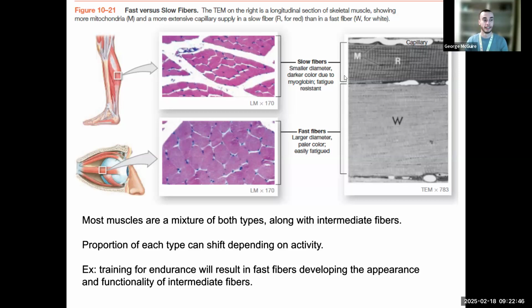Right? And you can train your muscles to shift more towards the characteristics of a slow twitch fiber or more towards the characteristics of a fast twitch fiber. Right? Your bodies are very malleable in how they perform, and so they will shift based on training. So if you train for endurance, some of your fast twitch fibers will start to shift in their characteristics to perform more like an intermediate or slow twitch fiber, right?